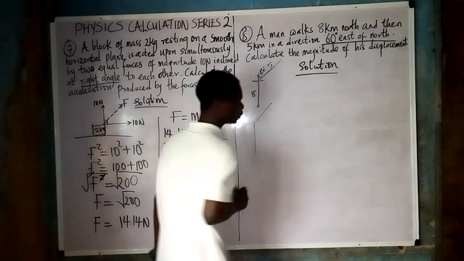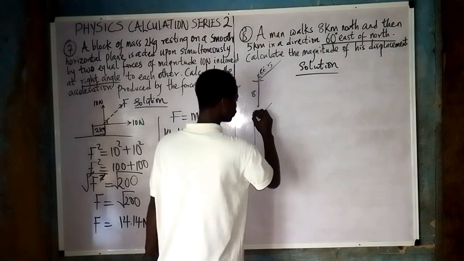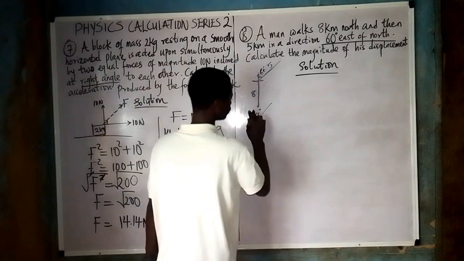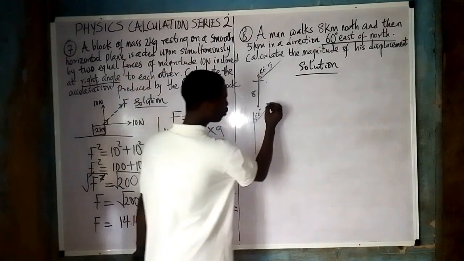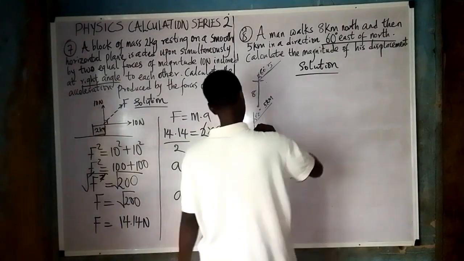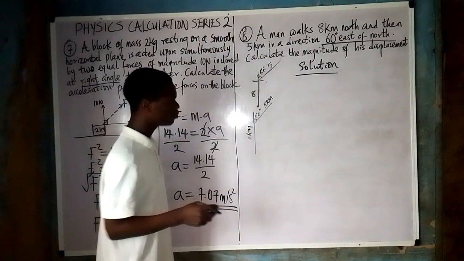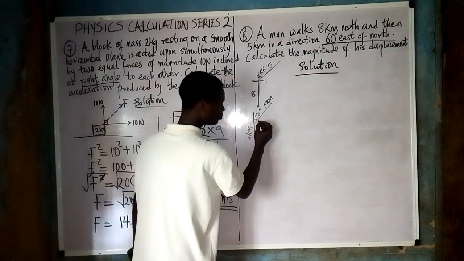Is it not? Now watch out. They told us that here is 60 degree. Okay? Now we are trying to get the angle between these two movements, 5 kilometer and 8 kilometer. That's what we're trying to get. The angle between these two movements, from here to here and here, what is the angle in between? Now, how do we get that?